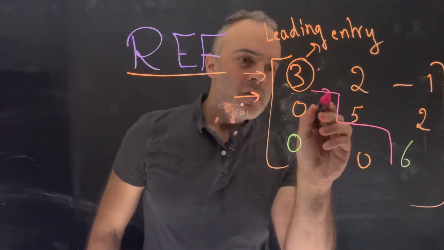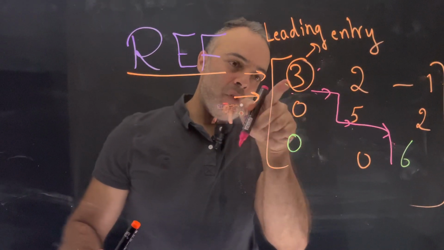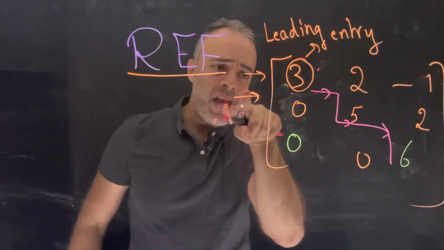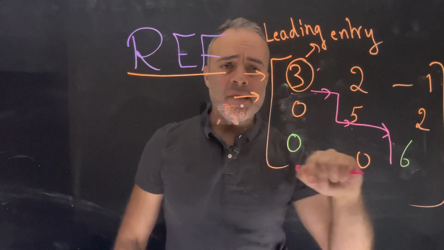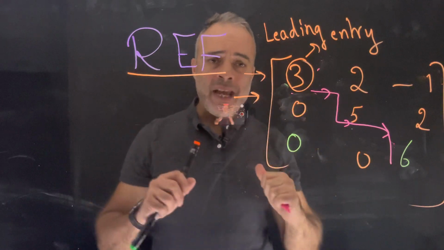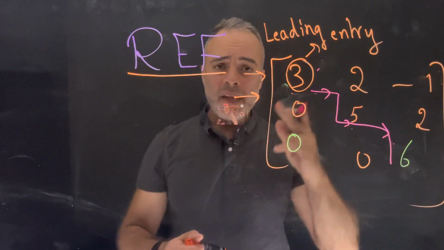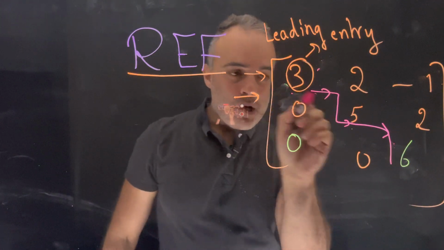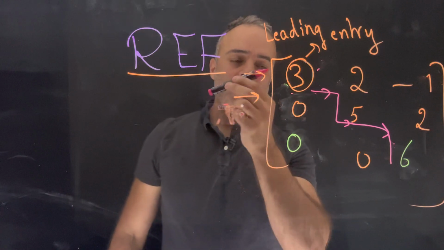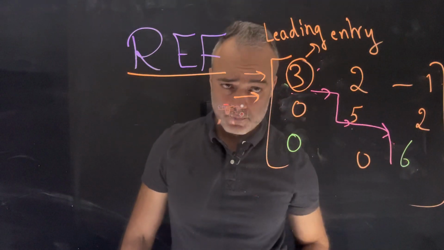You see? So as you go down, if you look at the screen, the stairs are moving like this to the right. So whenever you have such a form, this is in the REF. So 2 conditions. The first condition, again, is that any zero row, if it exists, has to be at the bottom. Second, the leading entries should look like this. As I move down, the corresponding leading entry has to move from left to right.